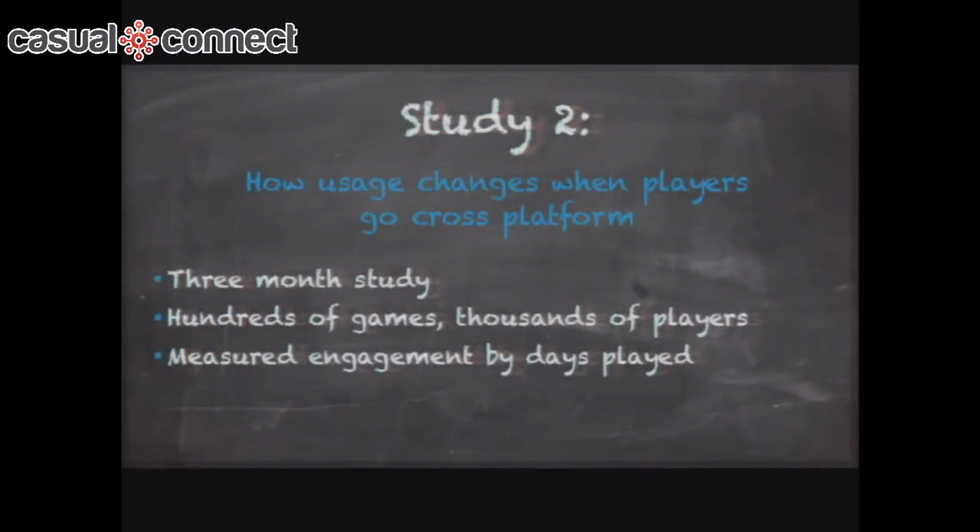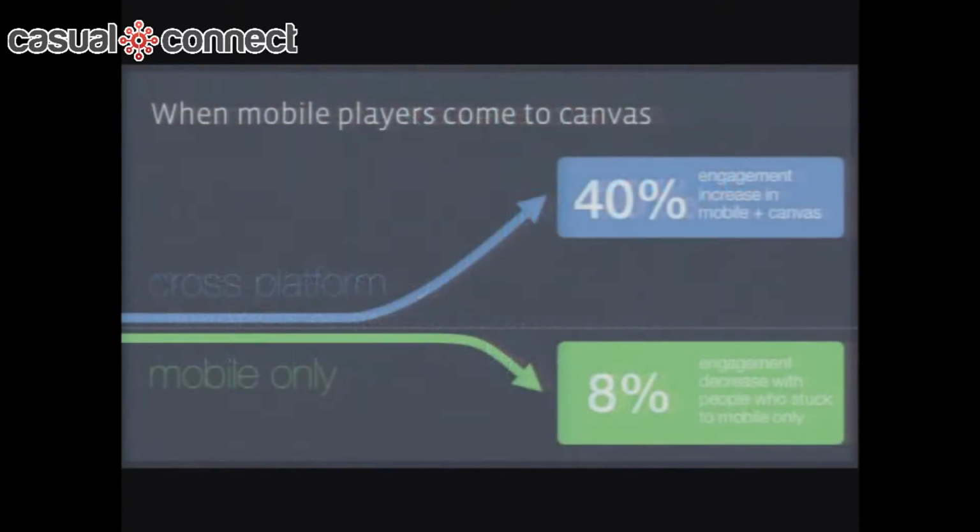And the second study, which was motivated by the first, looked over a period of time at how play patterns changed when people actually started playing cross-platform. We first looked at what happens when a mobile player comes to Facebook Canvas. Once they start playing cross-platform, you see a 40% increase in engagement on mobile and Canvas, and if they stay mobile only, you see a slight decrease in engagement. So this proves the concept that you want people to be playing on as many platforms as they possibly can.